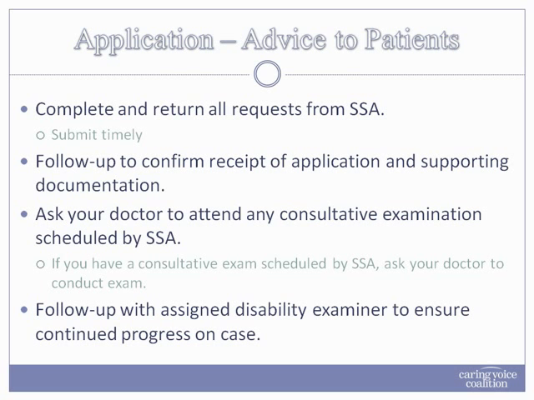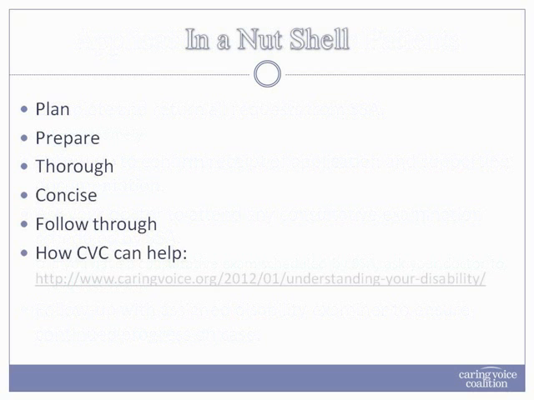Follow up with the assigned disability examiner to ensure continued progress on your case. In a nutshell, you want to make sure you plan, that you prepare, that you are thorough, that you're concise, that you follow through. And as far as Caring Voice Coalition, how we can help, we do have a link that's attached here that you can go to, which will give you some guidance. As well, you could contact our toll-free number at 888-267-1440, and one of our specialists can discuss with you your eligibility.